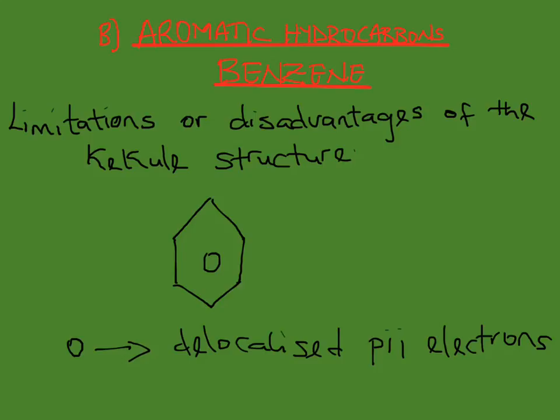The carbon atoms in benzene are linked by sigma bonds. The pi orbitals overlap to form a delocalized pi system. The delocalized pi bonds give the ring a high electron density.